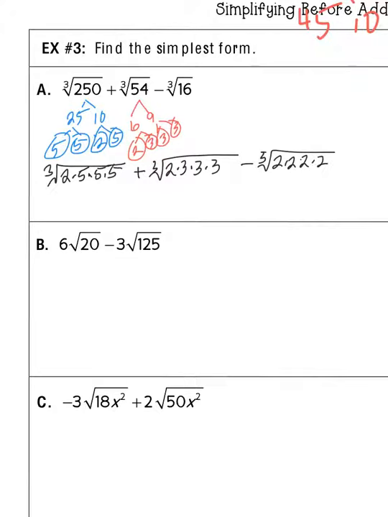All right, so then I'm looking for groups of 3 because my index is 3. So I'm going to pull a 5 out in front here. So I have a 5. And then I end up with the cube root of 2.